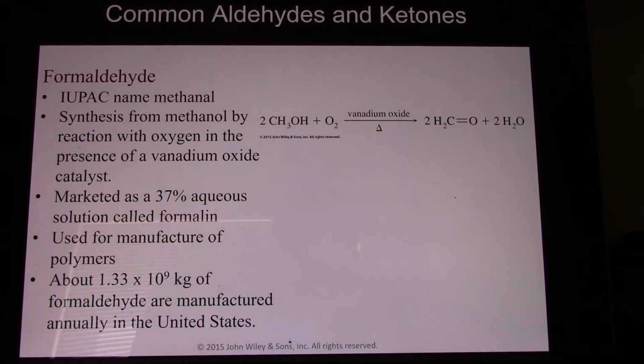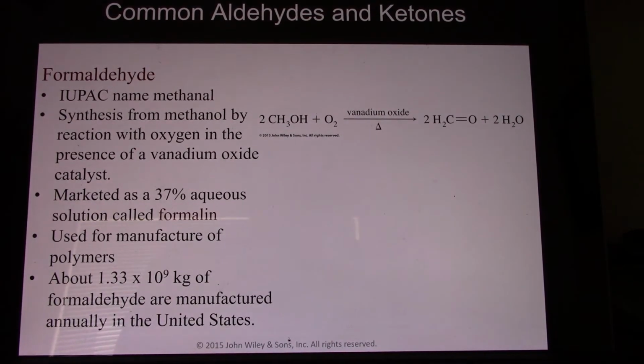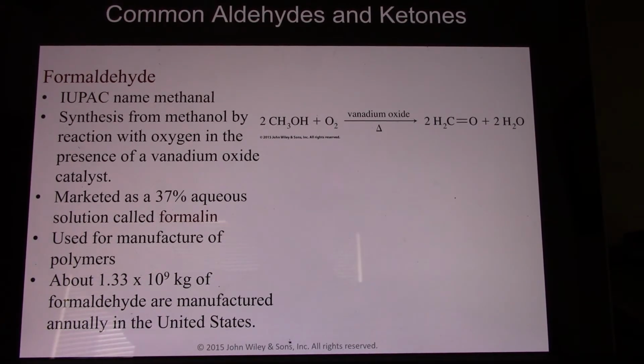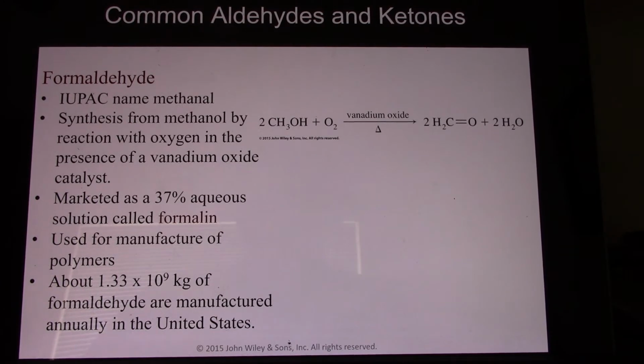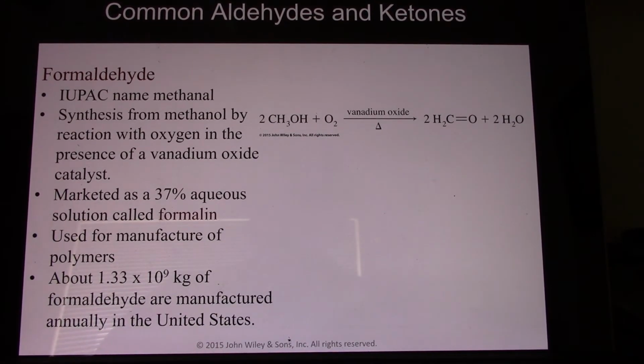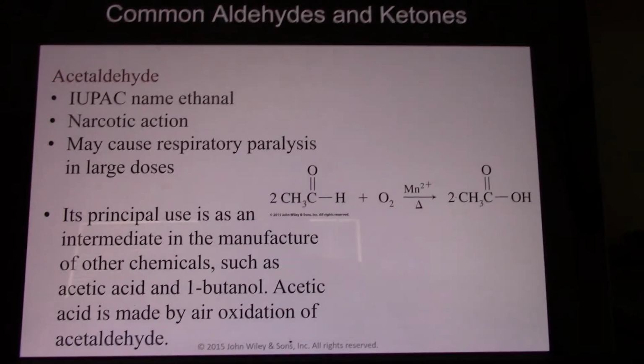Formaldehyde. Here the IUPAC name is methanal, and we can synthesize it from methanol and oxygen, just oxidizing methanol over vanadium oxide. It's marketed as a 37% aqueous solution called formalin. And we make 1.33 times 10 to the 9th kilograms. 1.33 billion kilograms of this are made in the U.S. every year.